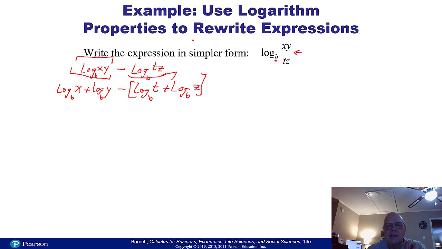This is all of that. Now, before we stop though, notice we've got a minus in front of the second set of parentheses or brackets. So my final answer would look like this: log base b of x plus log base b of y minus log base b of t minus log base b of z. And that would be your simpler form because there's no division there, there's no multiplication there, everything is in addition and subtraction.